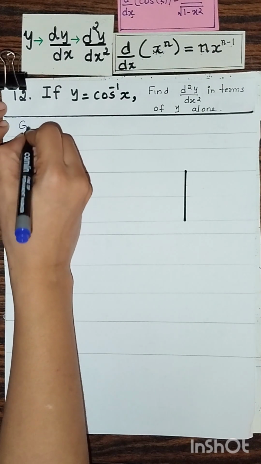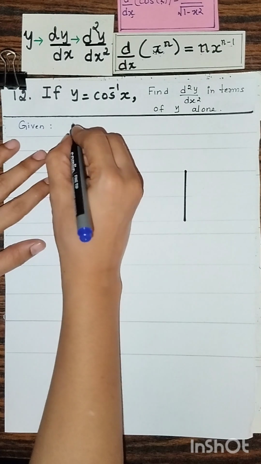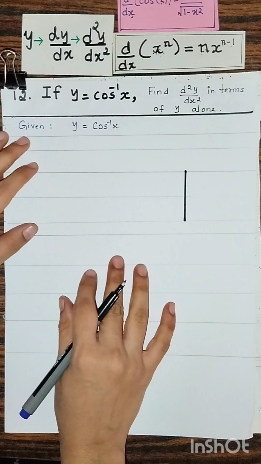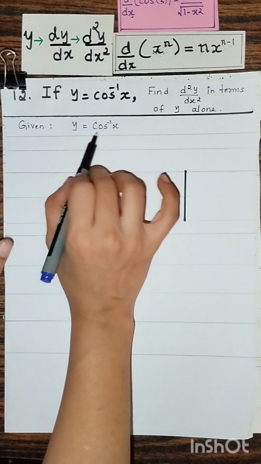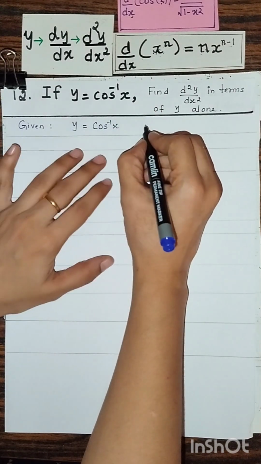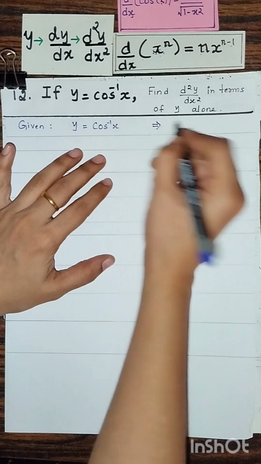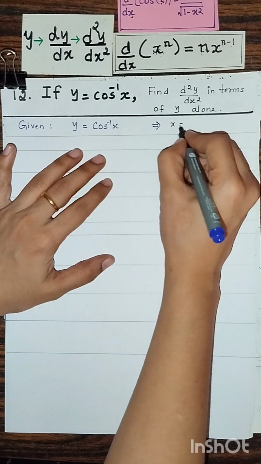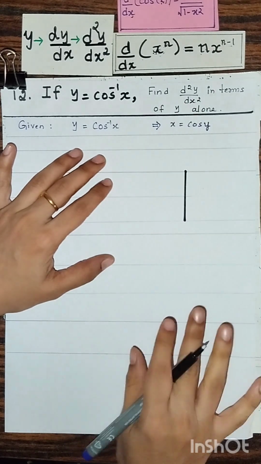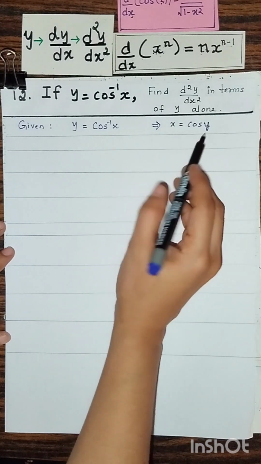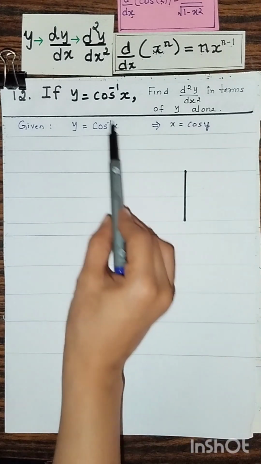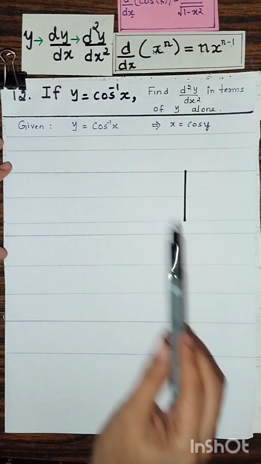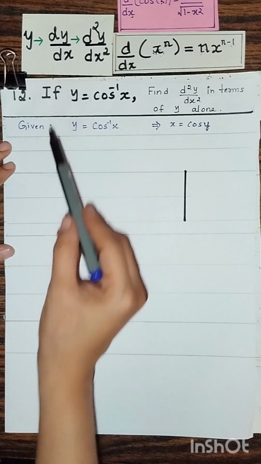So given y is equal to cos inverse x. Whenever you get an inverse trigonometric function, you can write this. This implies, if y is equal to cos inverse x, if you do the composition, you get x is equal to cos y. Right? Whether it is useful or not, whenever you have an inverse trigonometric function, make sure you write this step on the side. Okay. Now we want dy by dx, so we will differentiate this.